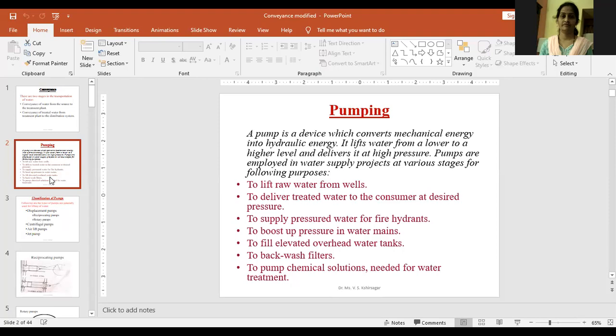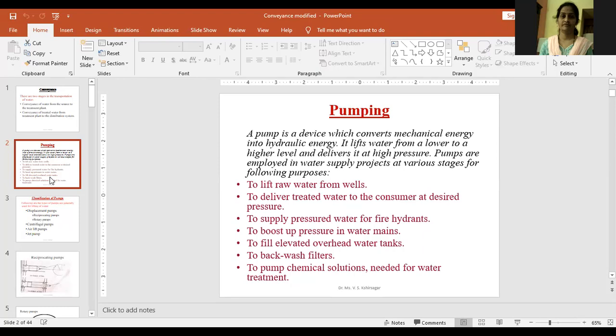Then, to supply pressured water for fire hydrants. In the first chapter we studied that there is a requirement of water for fire control. If suddenly a fire breaks out, you should not wait, thinking let the water come by gravity and put out the fire. It will not happen. In that case, we need to apply the pump and pressure.